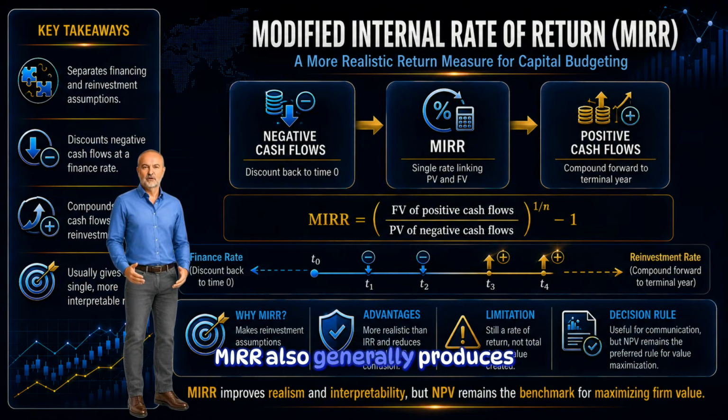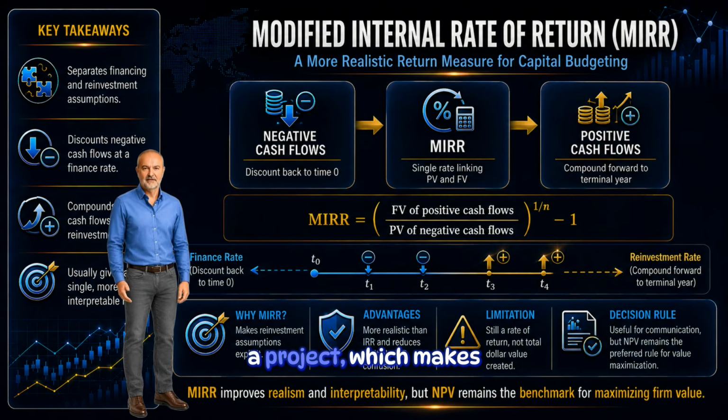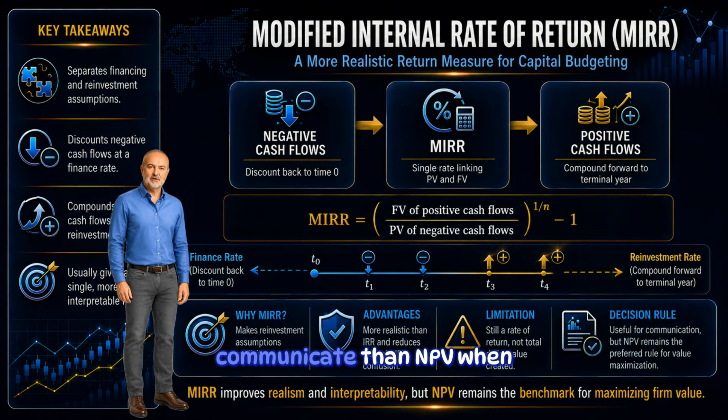MIRR also generally produces a single rate for a project, which makes it easier to interpret when cash flows are unusual. So MIRR has several advantages. It is easier to communicate than an NPV when managers want a percentage return. It reduces some of the confusion caused by multiple IRRs, and it gives a clearer reinvestment assumption.